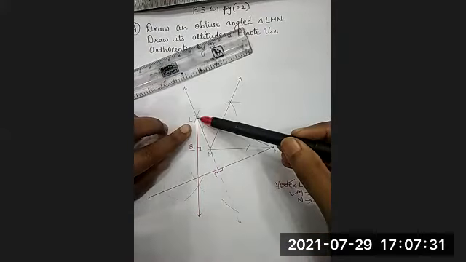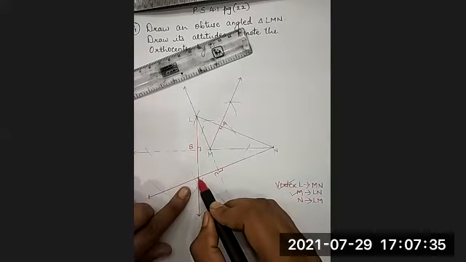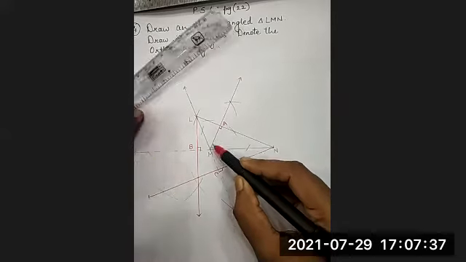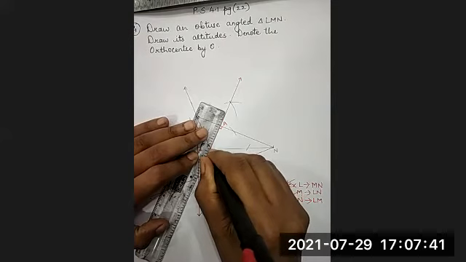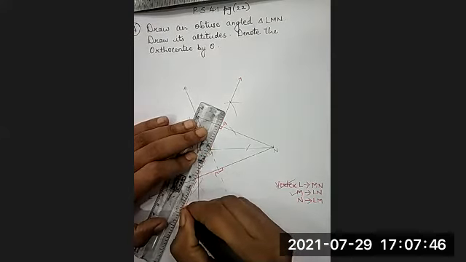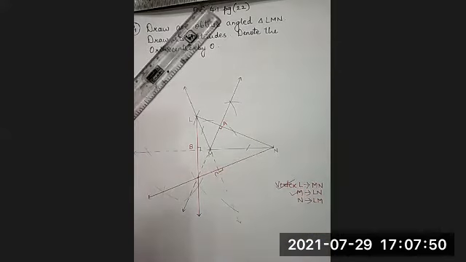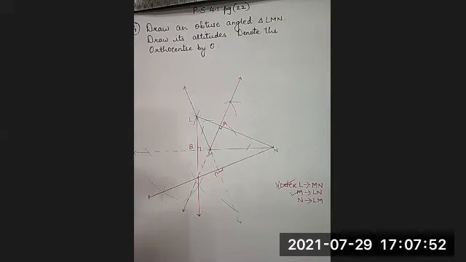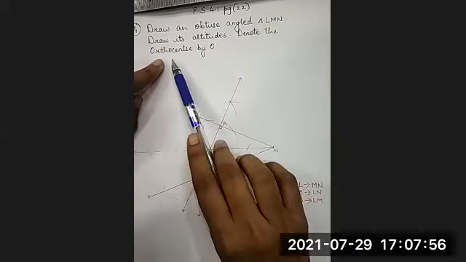Now, if you see the perpendicular from L and the perpendicular from N, they both are meeting at this point. But I'm going to extend the third one also and see what happens. So when I extend the third altitude, I see that all the three altitudes meet together at one point. So we are done with the first part and the second part of the question. Denote the orthocenter by O.